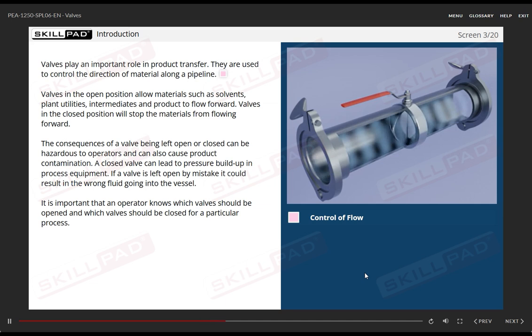The consequences of a valve being left open or closed can be hazardous to operators and can also cause product contamination. A closed valve can lead to pressure buildup in process equipment. If a valve is left open by mistake, it could result in the wrong fluid going into the vessel. It is important that an operator knows which valves should be opened and which valves should be closed for a particular process.